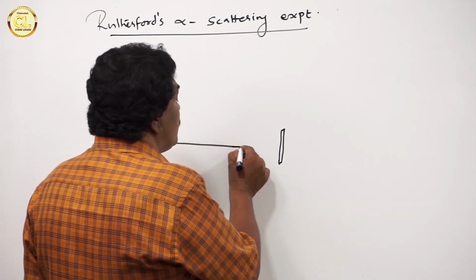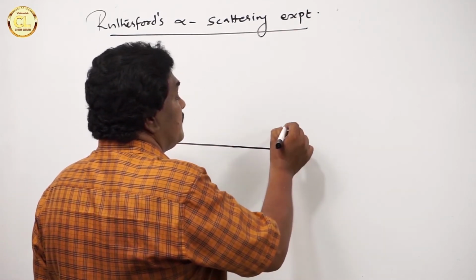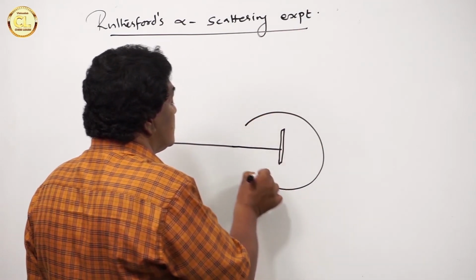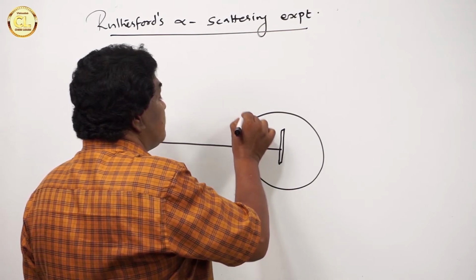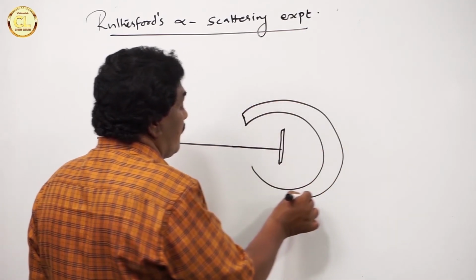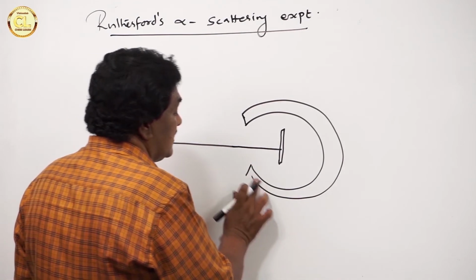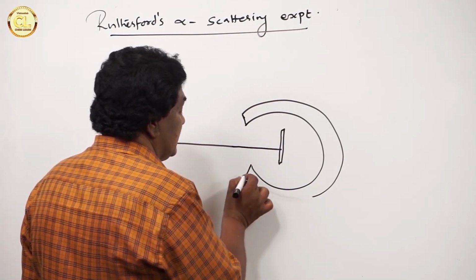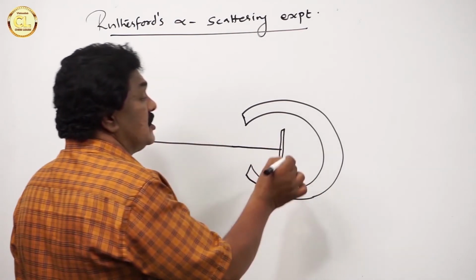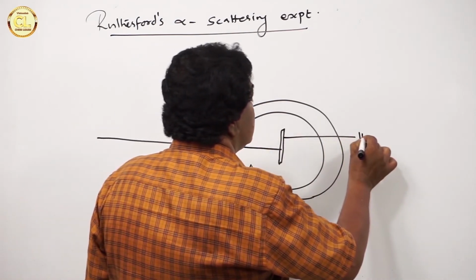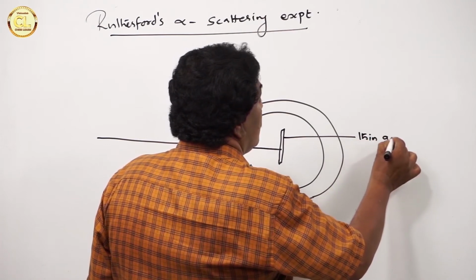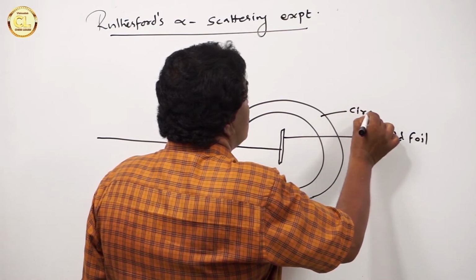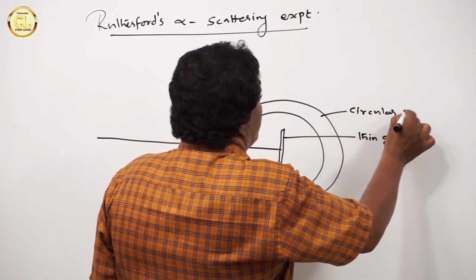If alpha ray is allowed to fall on this thin gold foil, which is placed in the middle of a circular photographic plate like this. It's a circular photographic plate. It is placed around this thin gold foil. This is thin gold foil. This is circular photographic plate.